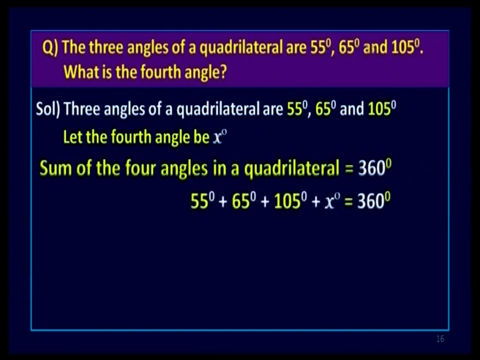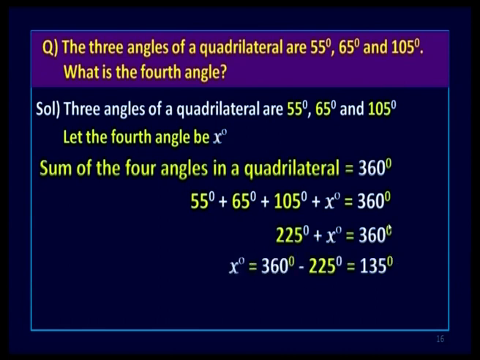Yes, I am adding these three angles along with x degrees so that I will get 360 degrees. 55 plus 65 you will get 120, 120 plus 105 you will get 225. So 225 degrees plus x degrees equal to 360 degrees, or I can say x degrees equal to 360 degrees minus 225 degrees. Children, if it is plus here, when it goes to the right hand side, it will become minus. So 360 degrees minus 225 degrees.